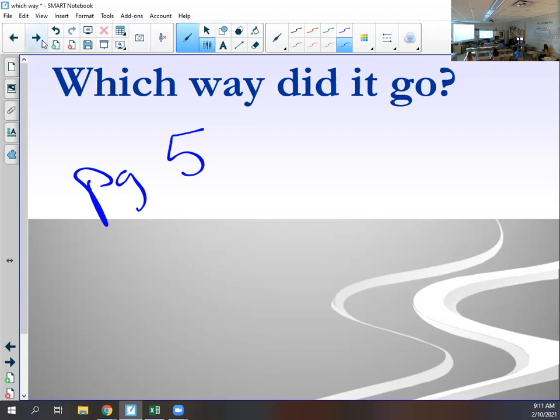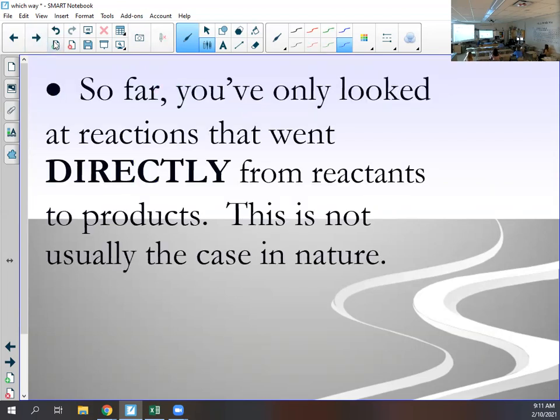All right, page 5. My friends, this concept is not hard at all. Just trust me. There might be a lot of words, but I promise in the long run, this is one of the easiest things ever. So far, we've only looked at reactions that went directly from reactants to products. This is not usually the case. So this is all I'm really going to change. Please look at the screen.